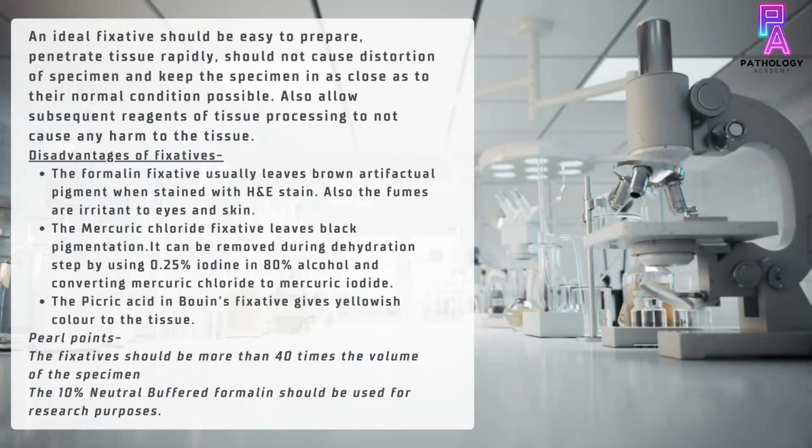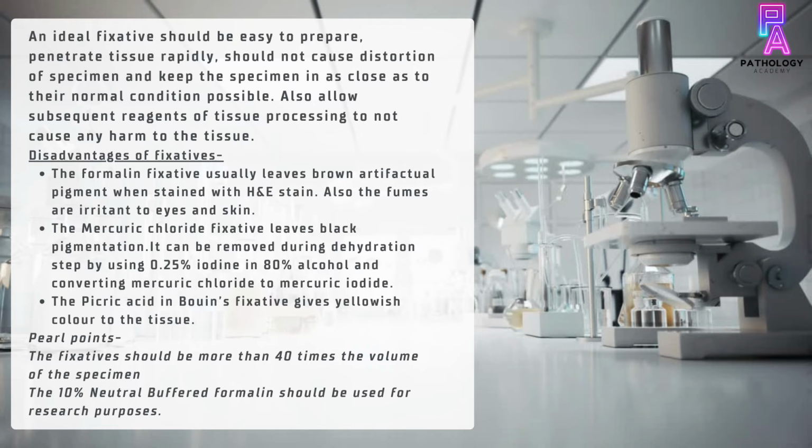What is an ideal fixative? An ideal fixative is a fixative which should be easy to prepare, penetrate tissue rapidly, should not cause any distortion of the specimen, and keep the specimen as close to the normal condition as possible. It should also allow subsequent reagents of tissue processing to not cause any harm to the tissue.